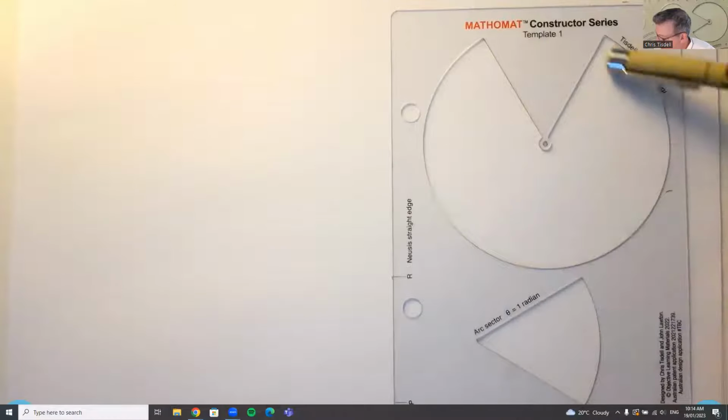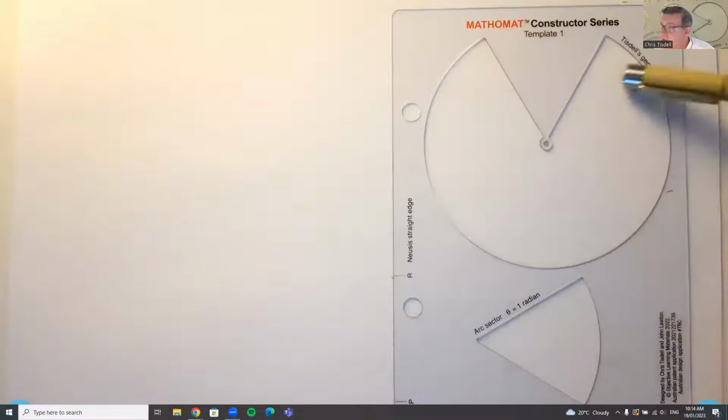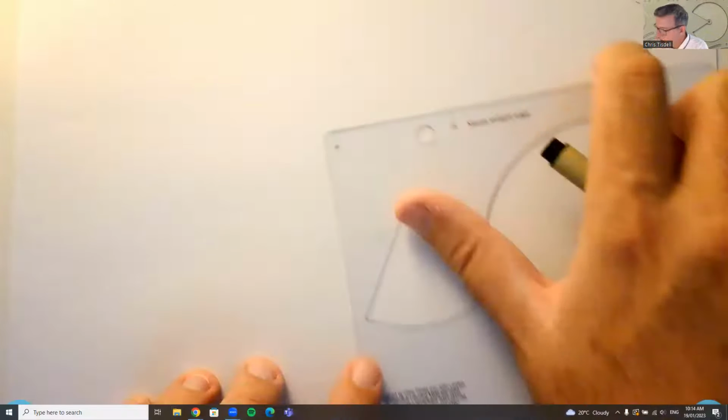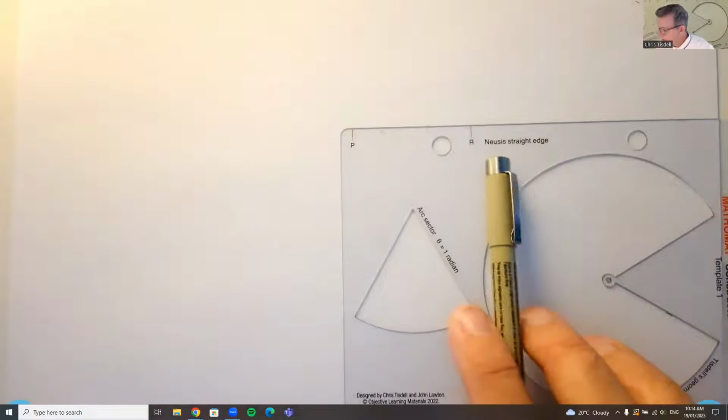So how do you do it? Well, I'm glad you asked. Let me share my screen with you and we can have a look. So this is the tool we're going to use. You can see there is an extended circle arc template here. And then on the side, down here, it says Neusis straightedge.